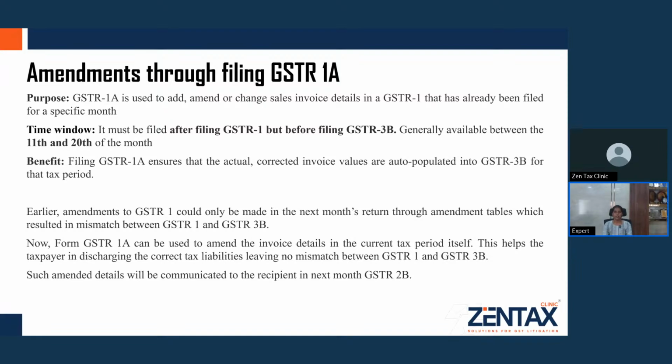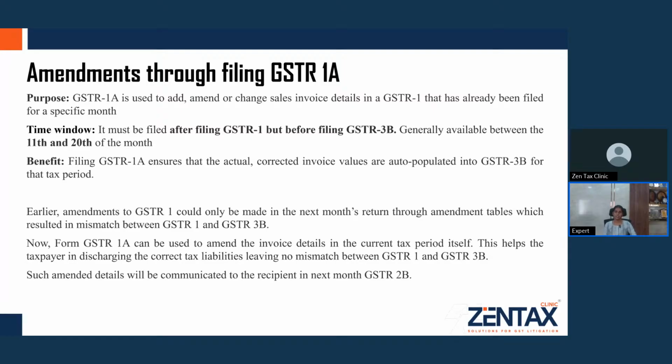Yeah. So this resulted in the liability mismatch between GSTR-1 and 3B in respect of the supplier. So here, form GSTR-1A has been implemented, where GSTR-1A is used to add, amend, or change sales invoice details in GSTR-1 that has already been filed for a specific month. And the time window for filing this GSTR-1A is after filing GSTR-1 but before filing GSTR-3B.